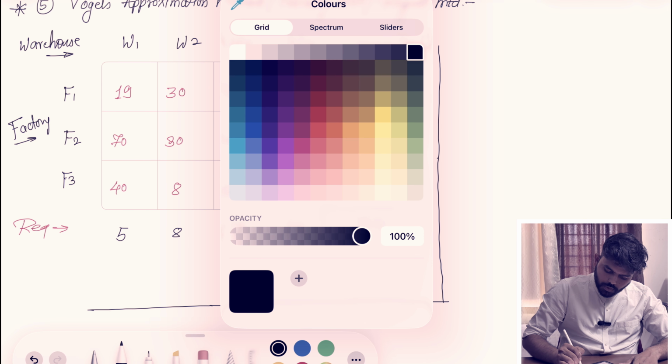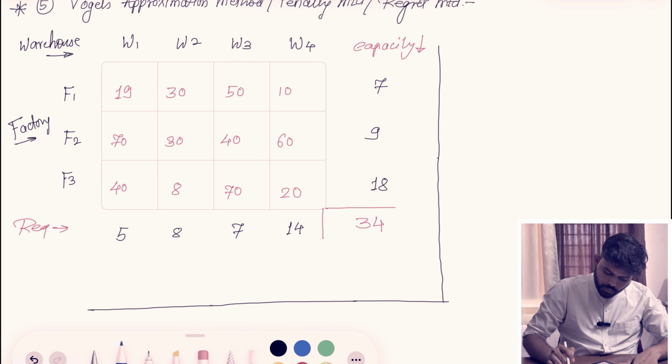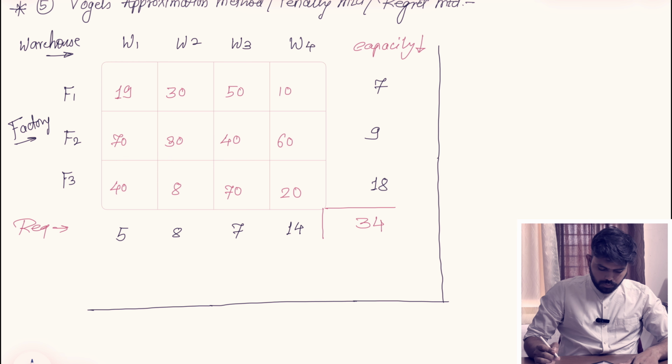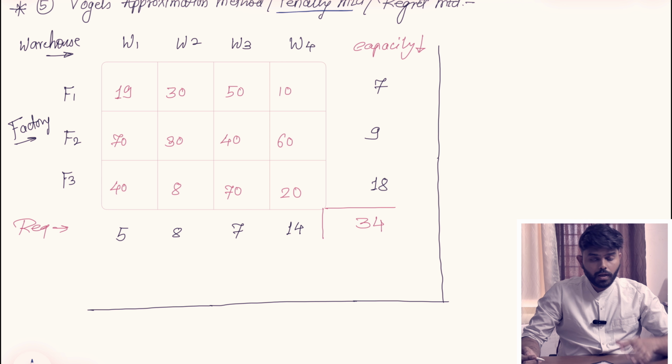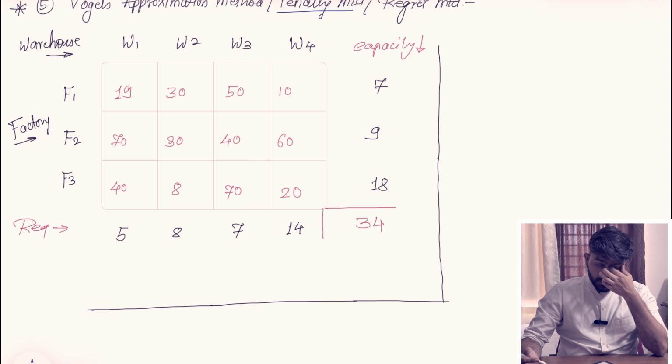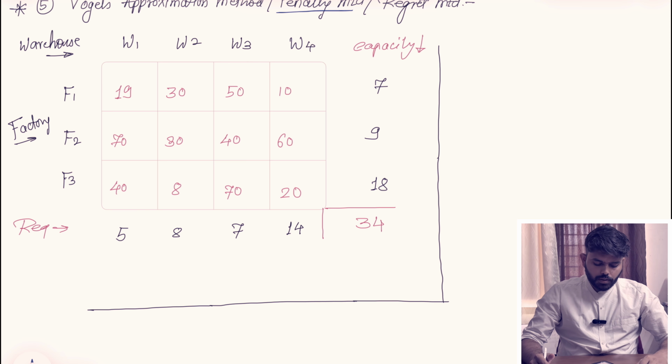Okay, so now this method is called the penalty method. Now what exactly is a penalty? The important point is each row and each column will have a penalty. So here we have 4 columns and 3 rows, so in total we have 7 rows plus columns. So in the first step we will have 7 penalties.